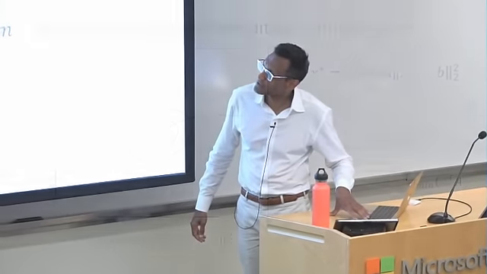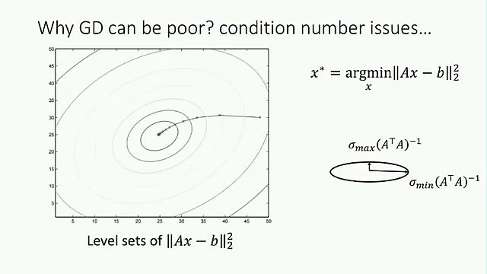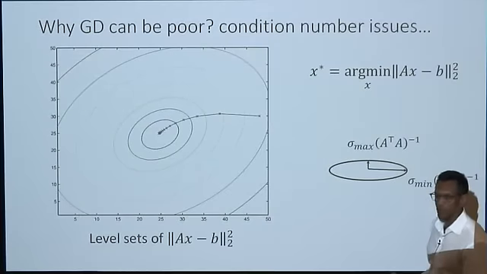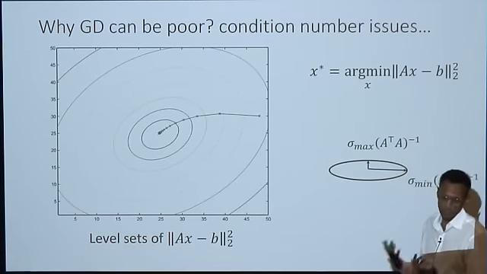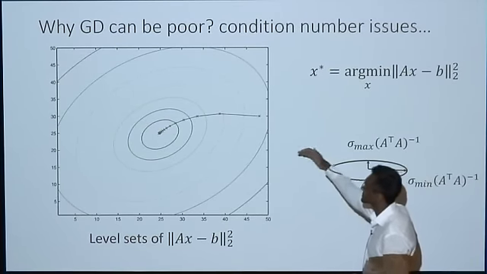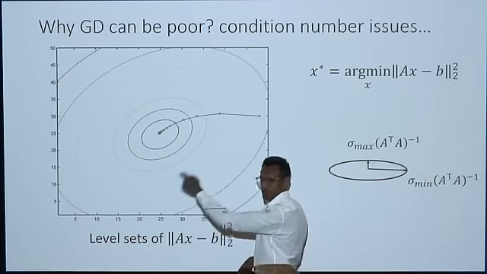Okay, so let's review gradient descent. Why is gradient descent slow? Well, it's slow for these problems that are poorly conditioned, which is usually the problems we face in practice. So this is this picture. These are level sets of this function.